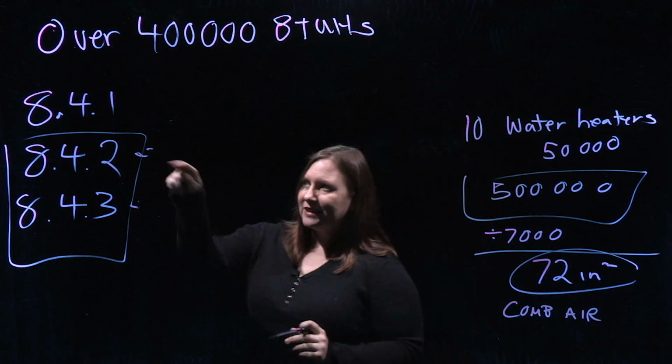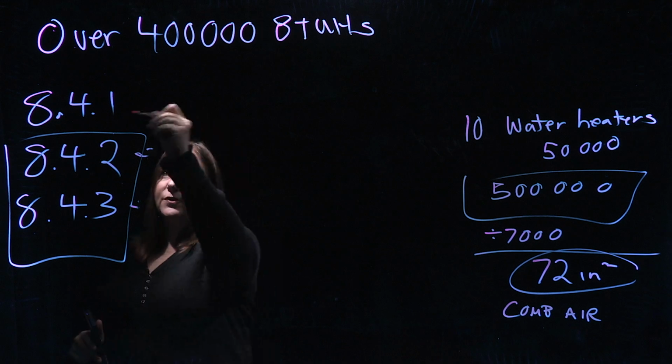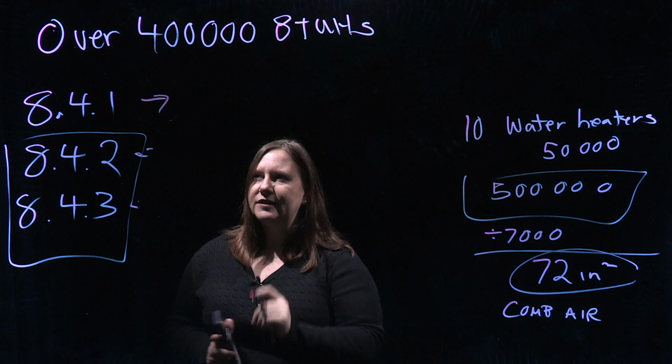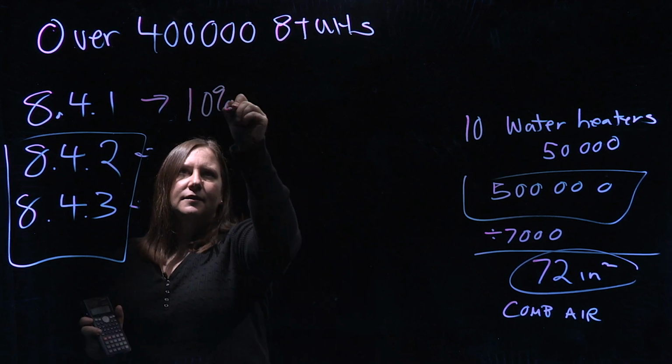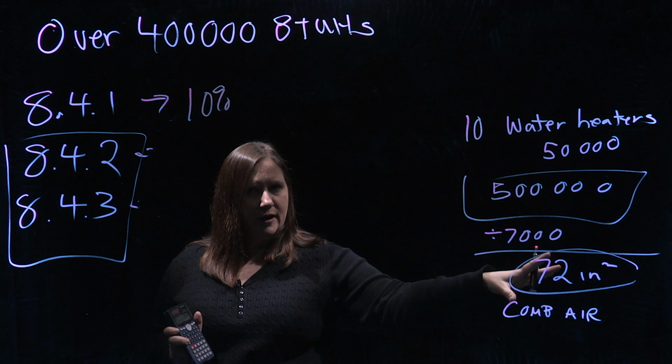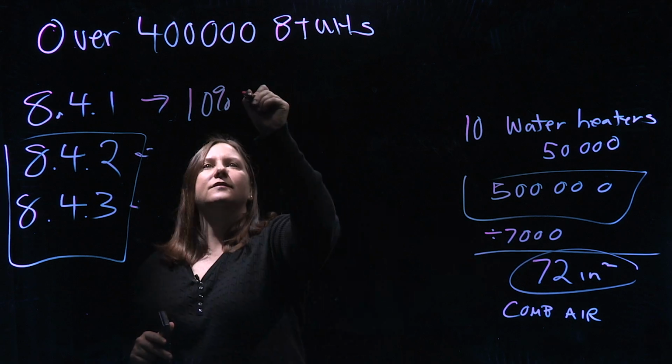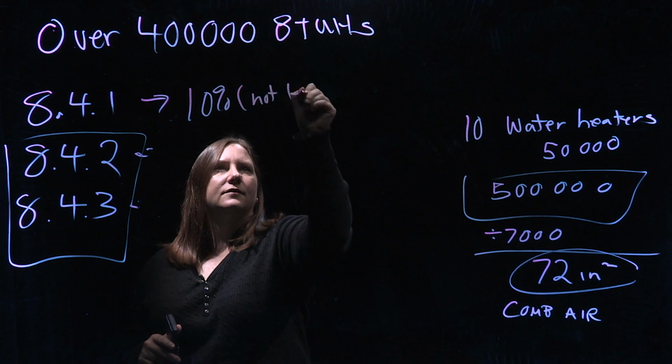Now what about my ventilation air opening? So now you've got to read 8.4.1. And 8.4.1 tells you that you need 10% of whatever combustion air requirements were, but not less than 10 square inches.